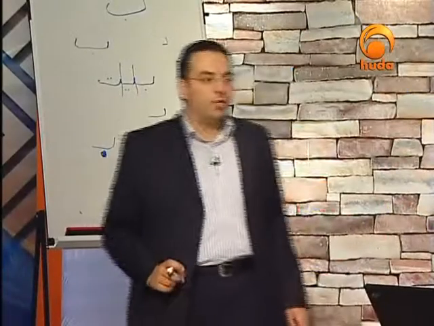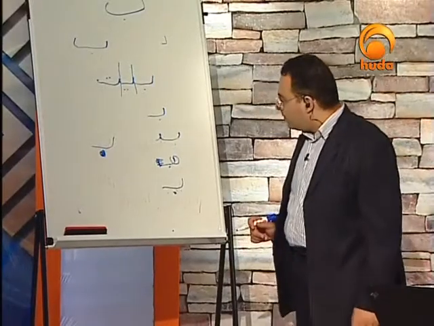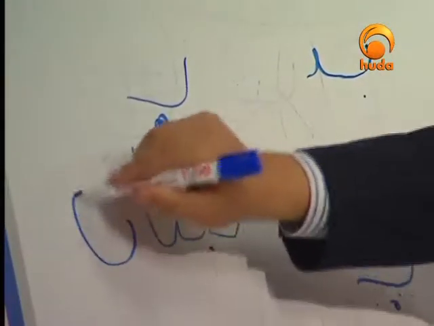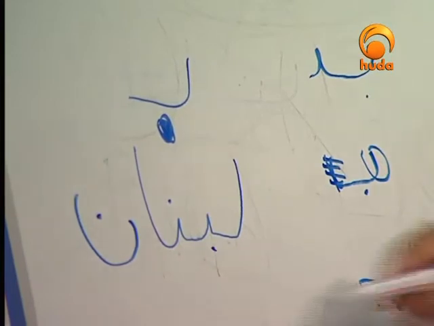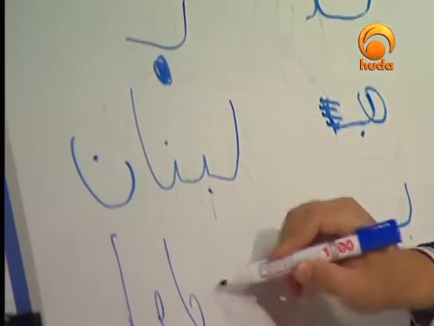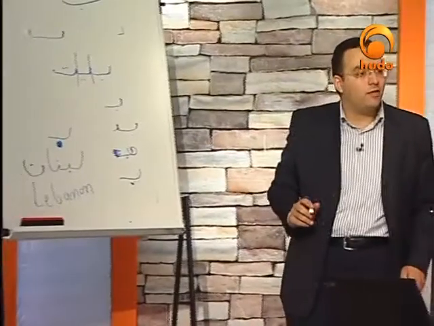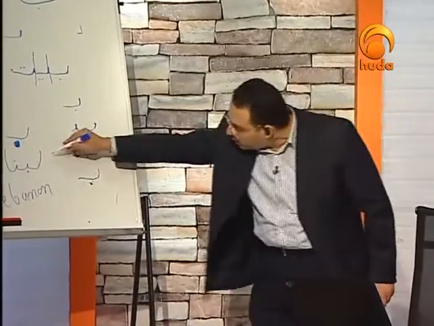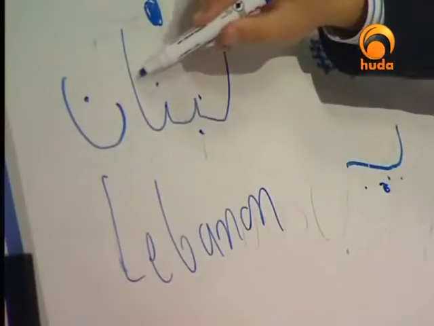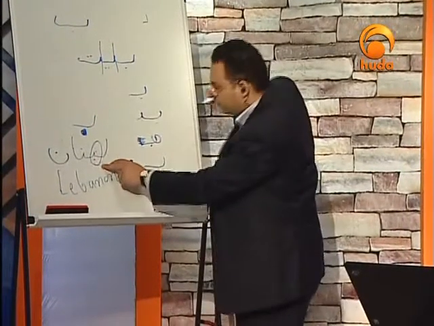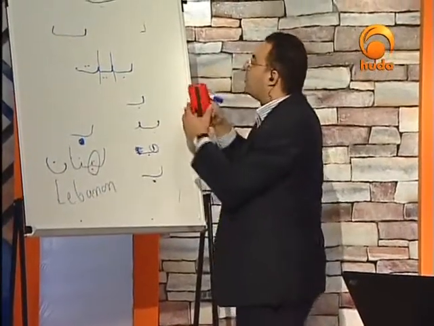Let me give you one example here. The word Lebanon, which means in English Lebanon, it's the name of the country. How many letters do we have here in this word? 1, 2, 3, 4, 5. My focus actually is coming through this part. Okay, let me just repeat it again.